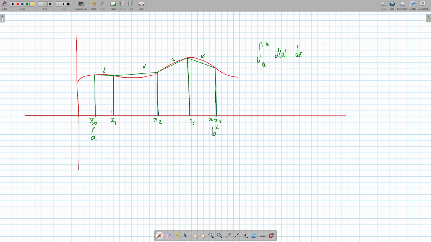Basically, from x0 to x1, what's the area of this trapezoid? The base one is this, we're going to call it f of x0. And then base 2 is f of x1.